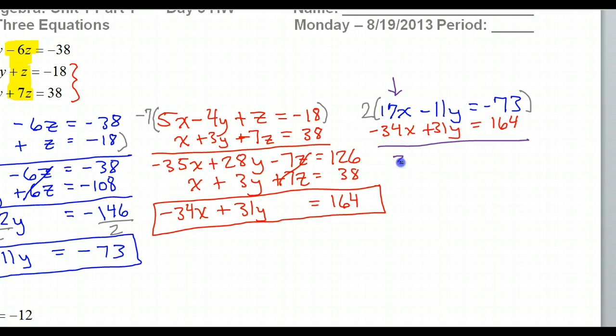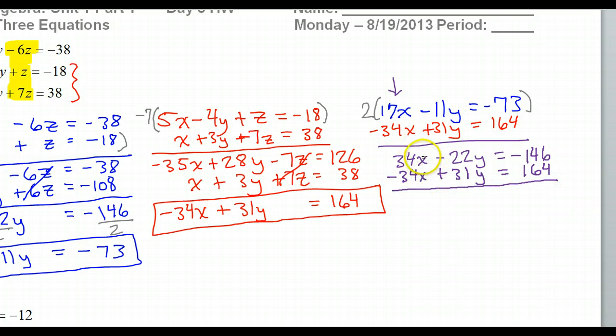then in the top equation I'm going to have 34x minus 22y is equal to negative 146. Now the bottom equation just stays what it is. So negative 34x plus 31y is equal to 164. If I combine like terms, these go away.